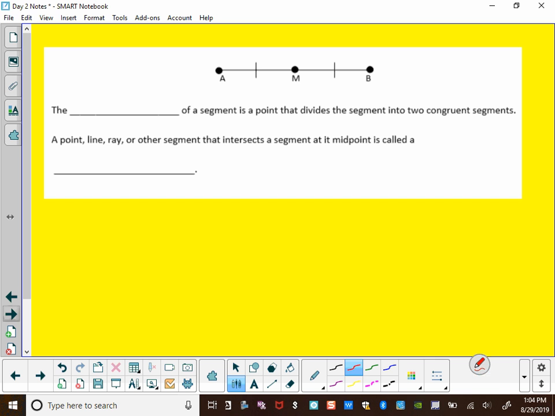All right, so the midpoint of a segment is a point that divides the segment into two congruent segments. A point, line, ray, or other segment that intersects a segment at its midpoint is called a segment bisector. All of these are words that we will practice a lot this unit. We're going to have a day of just vocab before your quiz.